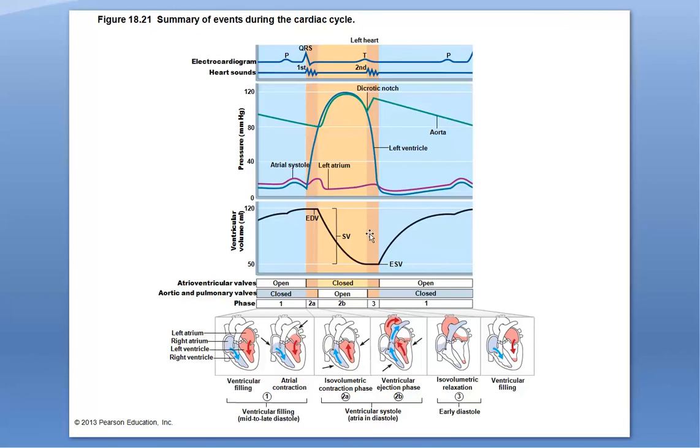Now, in the midst of the second phase, we see stroke volume. Stroke volume refers to the amount of blood that's ejected from the heart with each heartbeat.